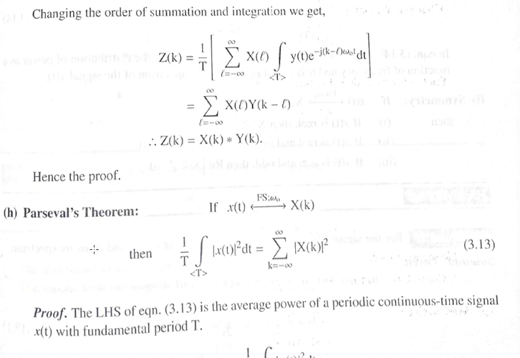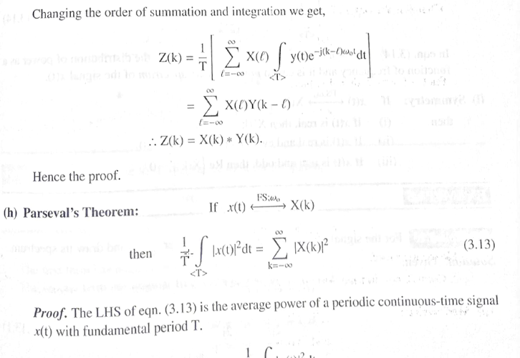Then the next property is Parseval's theorem, which is the most important property, and many of the times it was asked in the exams. Let's consider two signals here. X of t, whose Fourier domain representation is x of k, as it is a periodic signal with omega naught as its fundamental frequency and T as its fundamental period.